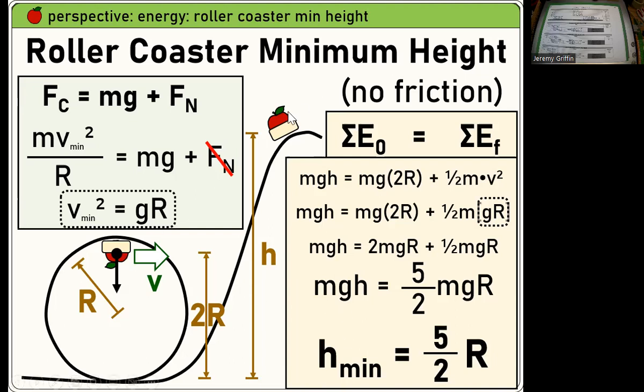The mass cancels out, so it doesn't matter if it's loaded with passengers or not. The g also cancels out. So if you took this whole system to Mars, you'd get the exact same answer.